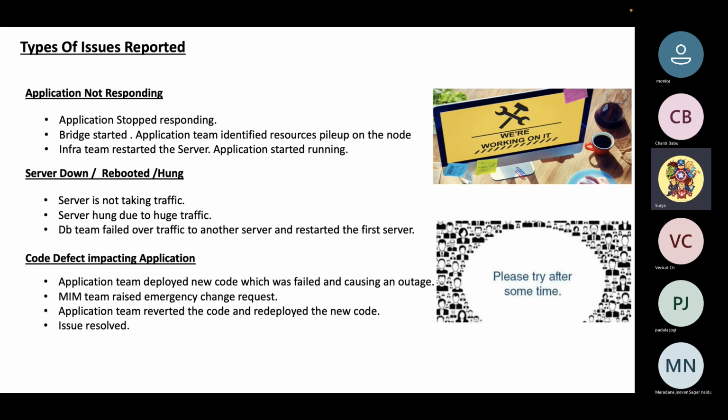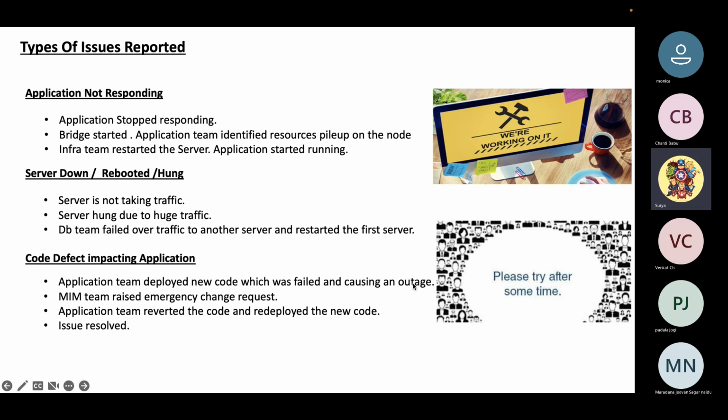So they deploy the code, but it won't work properly. That is where major incident managers will come into the picture. If everything works fine, there are no jobs for us. So there comes the major incident. The short description will be application stopped responding. So again, you will start the bridge and pull the application team onto the bridge. And the issue is the application team deployed a new code which failed and is causing the outage.